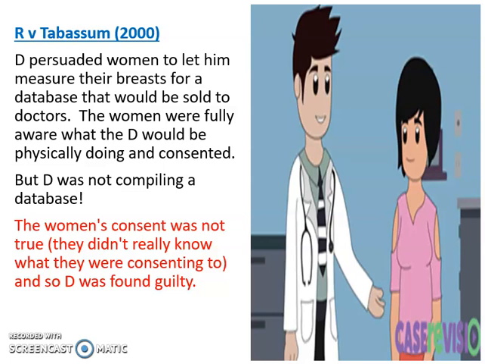So he was being prosecuted for batteries on these women. He's trying to raise the defence of consent, saying, well, they all agreed to let me touch them. But their consent was not valid because the women's consent was not true. They didn't really know what they were consenting to, and so therefore our defendant was found guilty. So this is showing that fraud can vitiate or take away consent.